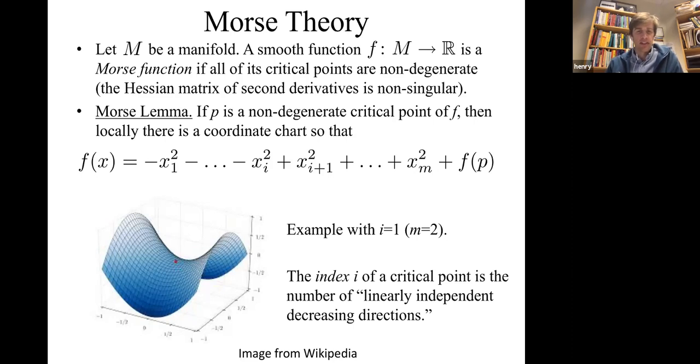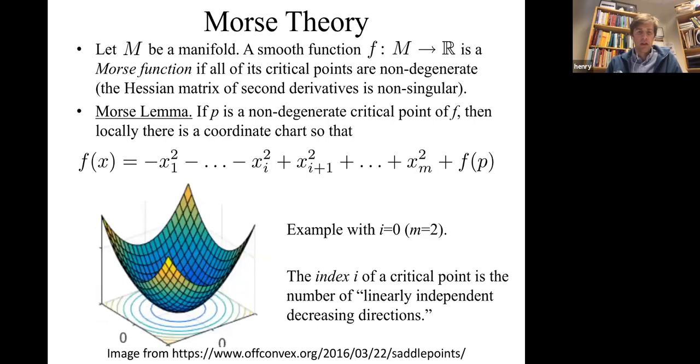Yeah, and so the Morse lemma says you could always write any non-degenerate critical point locally like this. And this is how you define the number of, quote unquote, linearly independent decreasing dimensions. And that's defined to be the index of this critical point. So here we have one linearly independent direction in which the function is decreasing. So the index of this critical point is 1.